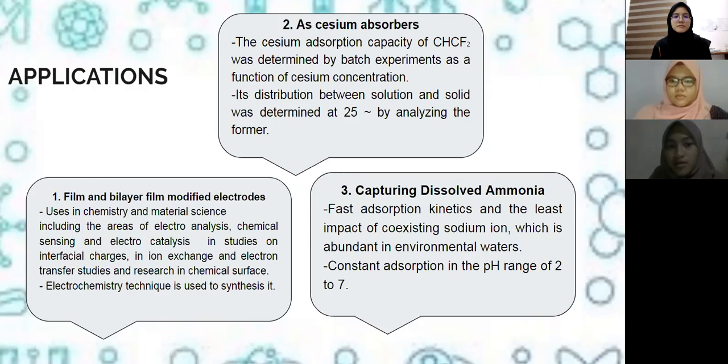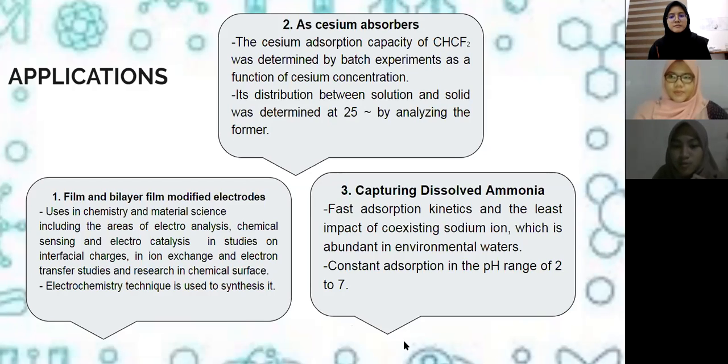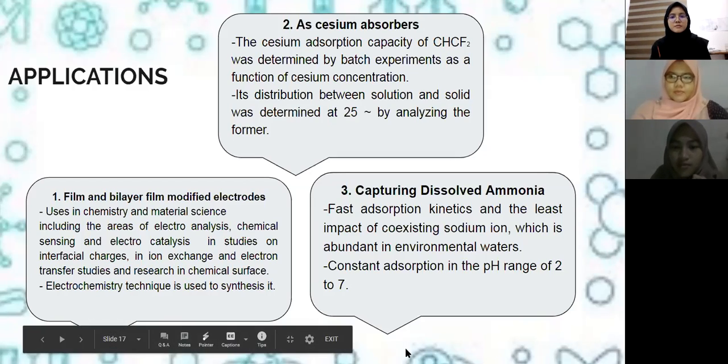The second application is as a cesium absorber. The absorption capacity of CuHCF was determined by batch experiment as a function of cesium concentration. Its distribution between solution and solid was determined at approximately 25 degrees by analyzing the filtrate.